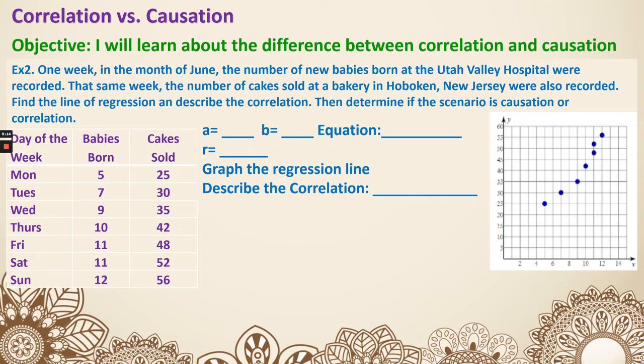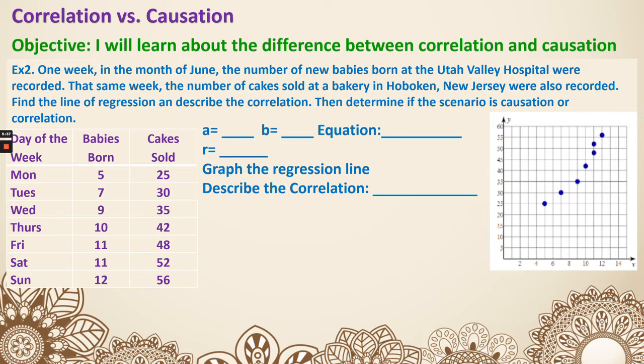So this one, 1 week in the month of June, the number of new babies born at the Utah Valley Hospital were recorded. That same week, the number of cakes sold at a bakery in Hoboken, New Jersey were also recorded. Find the line regression and describe the correlation. Then determine if the scenario is causation or correlation.